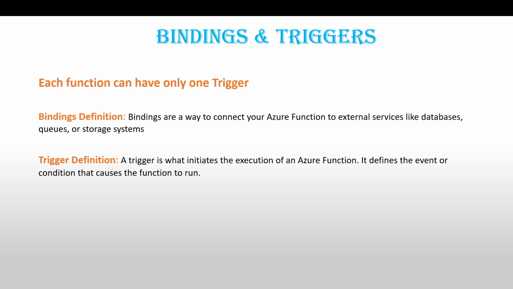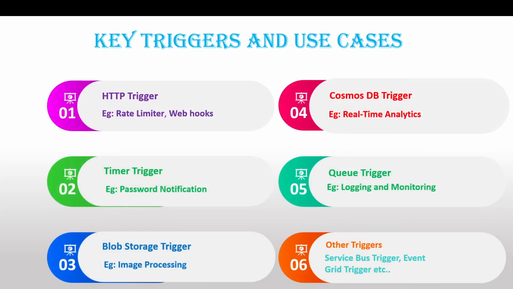Next, trigger. Trigger is based on the condition your function will be executed. It's an event. Once some event occurs, your function will be executed. Some of the key triggers are HTTP trigger. If you see this first one, wherever you have a web request, you can use this HTTP trigger.